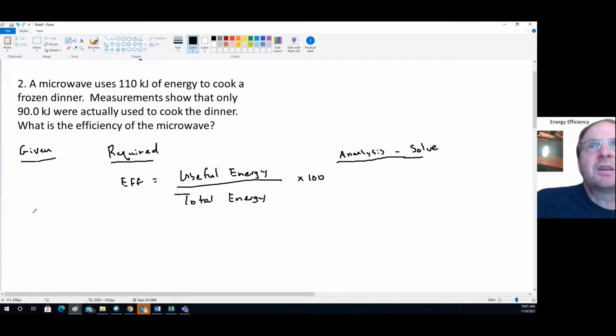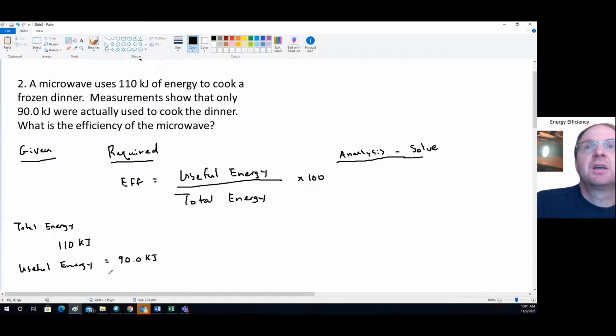What information are we given? Uses, okay, that's the total right there, because it uses that much to cook, but only 90 were actually required, basically. Okay, so total energy, 110 kilojoules. Just make sure they're both in the same units. And useful energy is going to be 90.0. Okay, so 3 sig digs, kilojoules.